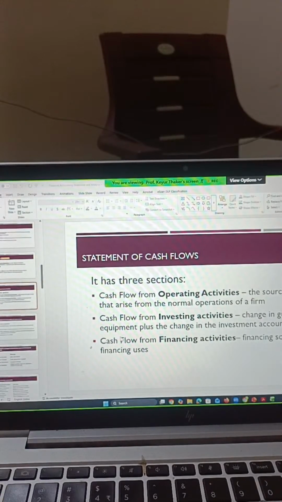The profit will be more because cash got stuck in the inventory. Excellent. Profit will be more, lekin cash flow from operations will be less. So therefore, accounting profit and cash profit normally do not match.